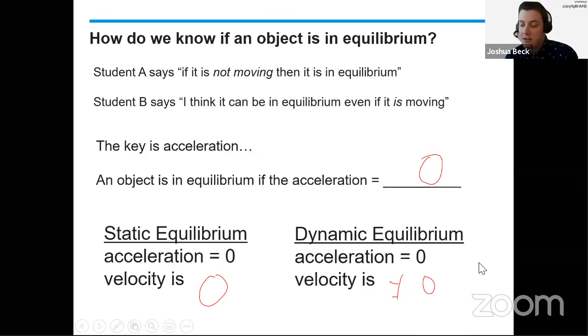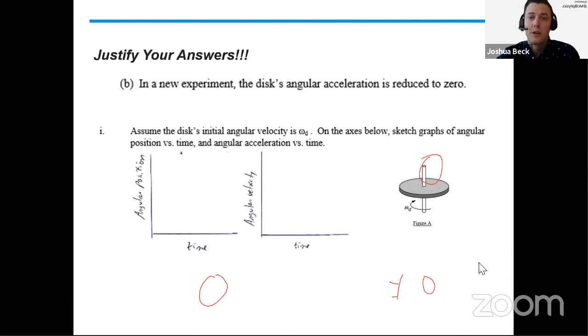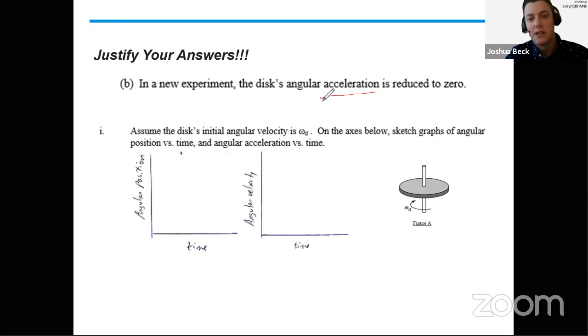So how does this relate to the question from yesterday? Well, the question yesterday looked at an object that is going to be rotating. So we're not talking about linear velocity, we're talking about angular velocity, but there's a really important clue in this. It tells us in this part B that the acceleration is reduced to 0. Now, the acceleration that we're talking about here is going to be an angular acceleration like Greg talked about yesterday. So if the acceleration is 0, then that means this object is in equilibrium. Even though it's moving, it's still in equilibrium.